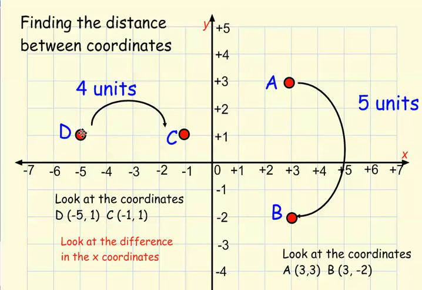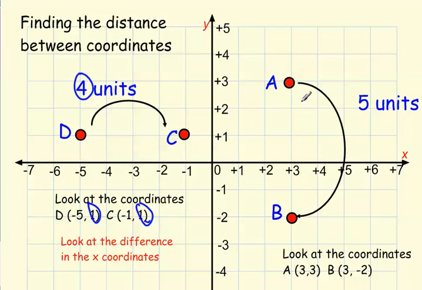All right, so if you look at this one, from D to C, there were 4 units apart. Well, let's look at the coordinates. So my coordinates were -5, 1, -1, 1. Do you see any difference there between those points? Do you recognize that the y values were the same? Oh, sorry, my points are a little bit off there. Do you notice how the y coordinates are the same? So the only difference in coordinates is the x coordinate. And do you realize that the difference between a -5 and -1 is 4?